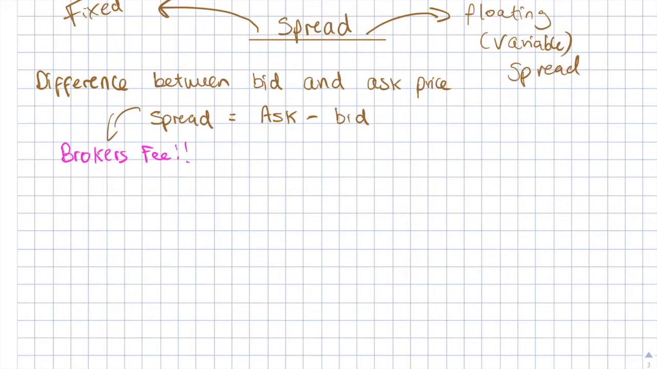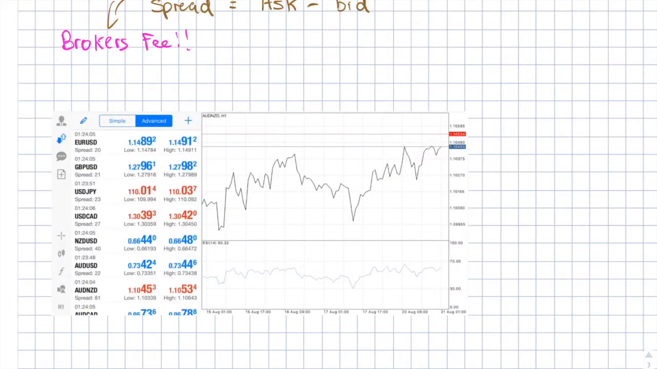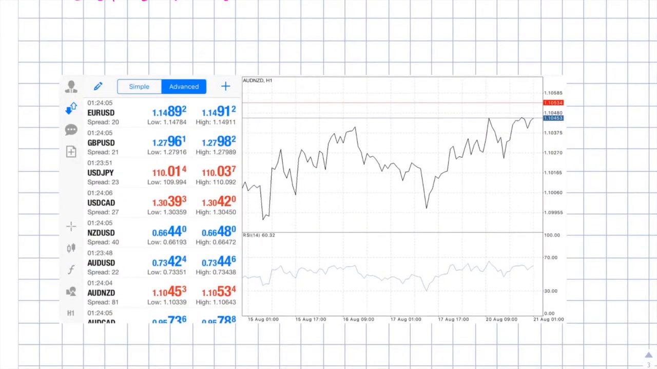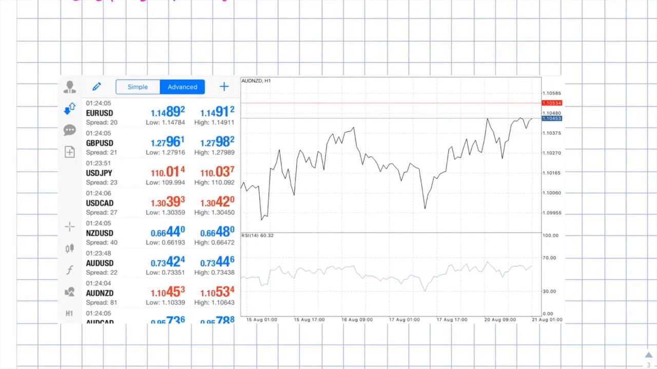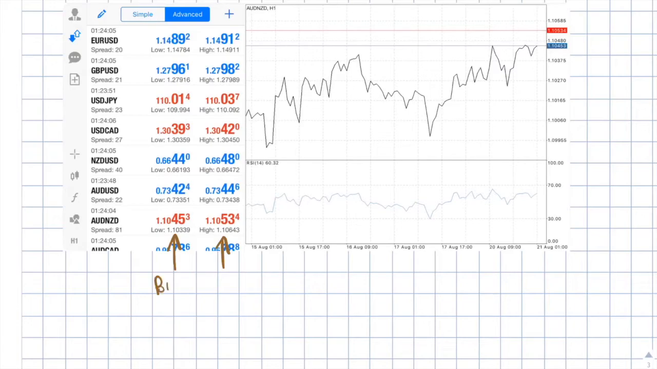And if you look at the figure below, which is a MetaTrader 4, if you just ignore the graph on the right and you focus on the left, you see a list of currency pairs, and in line with it, you'll see two values. The first value is known as the bid price, and the second one is the ask price.